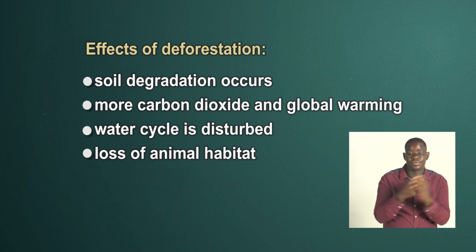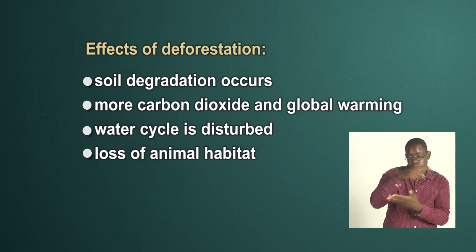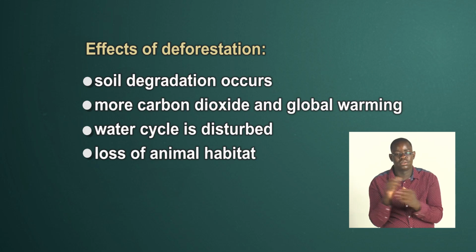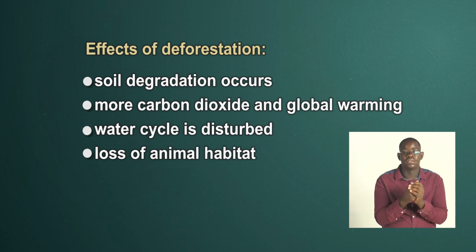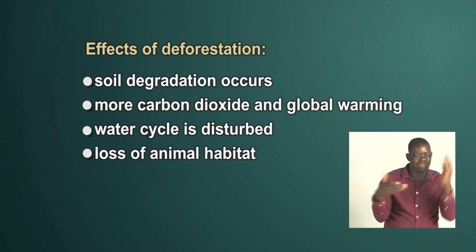Trees through transpiration also contribute to the water cycle. When trees are removed, the water cycle is disturbed, and animals may lose their natural habitat or shelter. So trees should always be replaced when they are cut down.